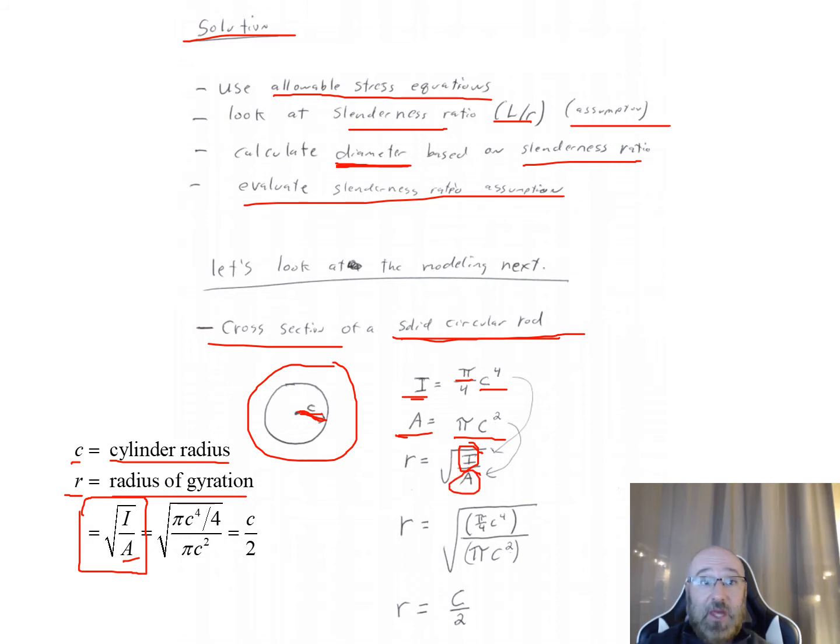We end up with this that we see here, and I've written it out by hand over here: r, our radius of gyration, is equal to the square root of pi over 4 times C to the 4th, divided by pi times C squared. We can cancel things down and reduce this, and we end up with a relationship between our radius of gyration and the radius of our circle: r is equal to C over 2. That's important to pay attention to, and we need to make sure we plug in the correct value as we go through our solution moving forward.